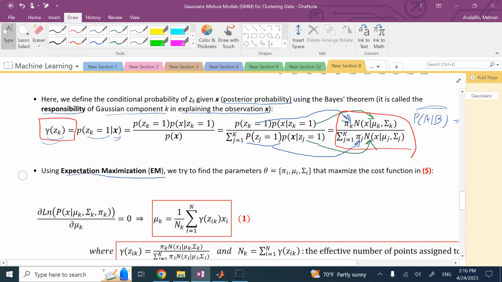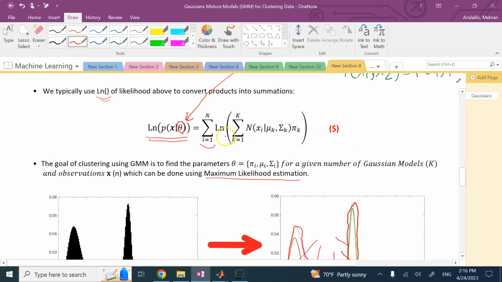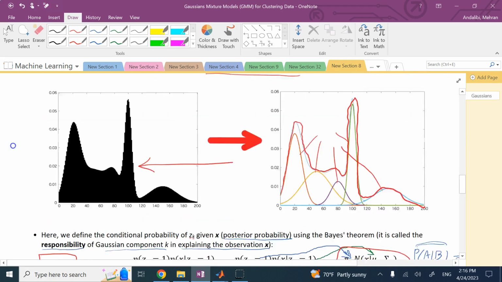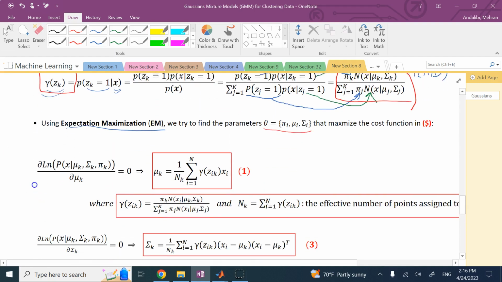So now let's go ahead and try to find the best theta that maximizes this function here, in this dollar equation. We want to find the sets of mu, sigma, and pi, or we call it theta, that maximizes this natural log function. If we can find it, that's all we need to do. So how do we do that?